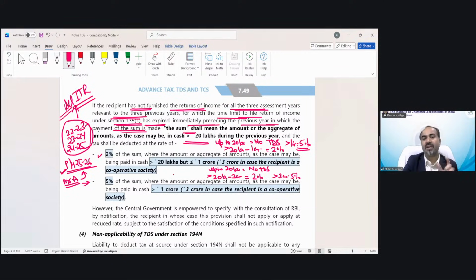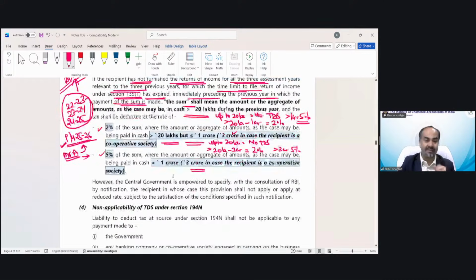2% of the sum where the amount or aggregate of amount, as the case may be, paid in cash exceeds 20 lakh but is less than 1 crore. So 2% would be from 20 lakh till 1 crore. And in case of a society exceeding 20 lakh up to 3 crore, the rate would be 2%. And the rate would be 5% after exceeding 1 crore, or in case of a society, if it is exceeding 3 crore rupees. So this would be the change in rate if the return has not been filed.